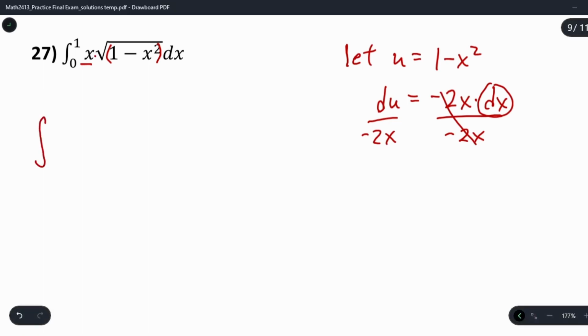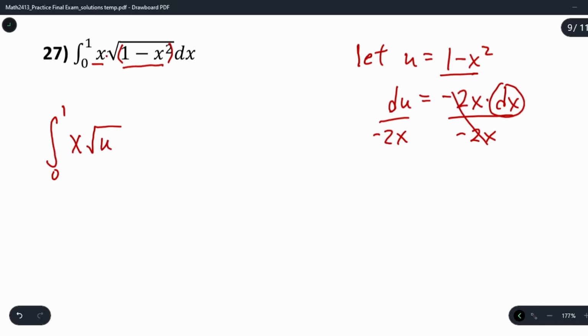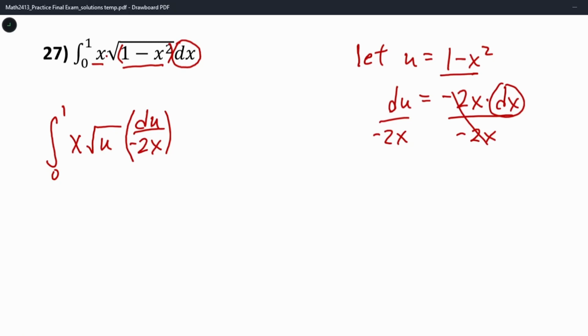So, simplifying, that's going to give us the integral from 0 to 1. The x is still here, but 1 minus x squared is u. So we're going to replace that with u, and then we're going to replace dx with what it's equal to, which is du over negative 2x. And now we can see that this substitution is going to work well, because these x's will reduce out, leaving me an expression completely in terms of u.